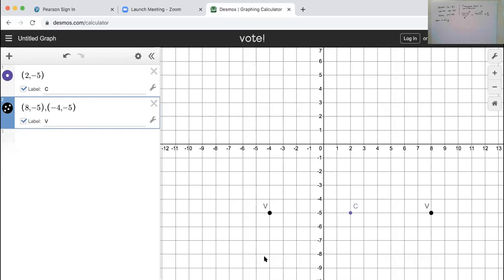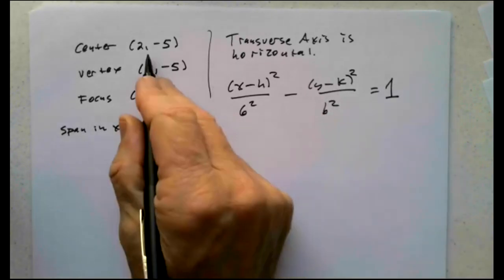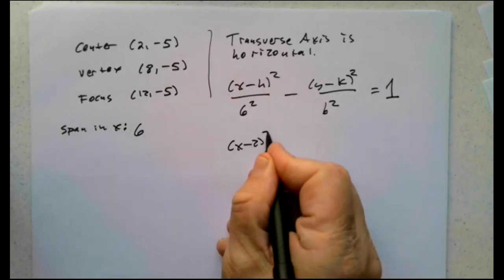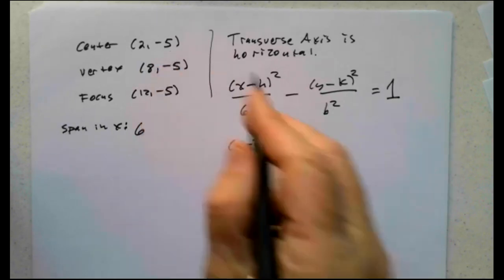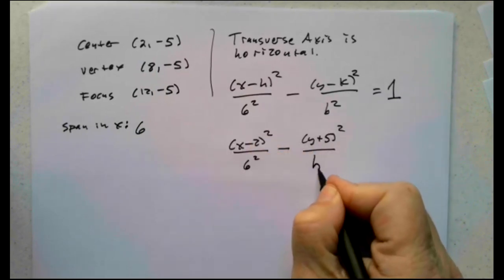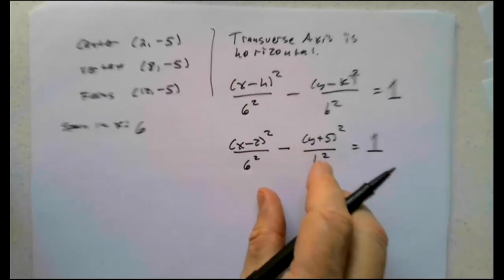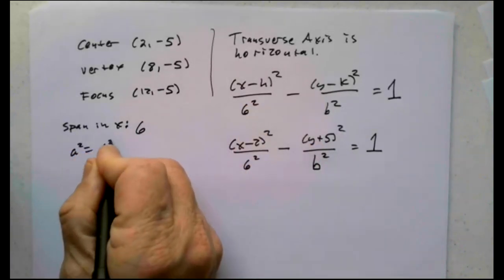What we don't know is what the equation is. We don't know what b squared is. So here we are currently, we're going to look for b squared. Our center here is 2, -5, so x minus h squared, x minus 2 squared over 6 squared minus y minus k, y minus -5 will be y plus 5 squared over b squared is going to equal 1, and I want to figure out what b is. Of course, a squared is 6 squared in my usual notation.